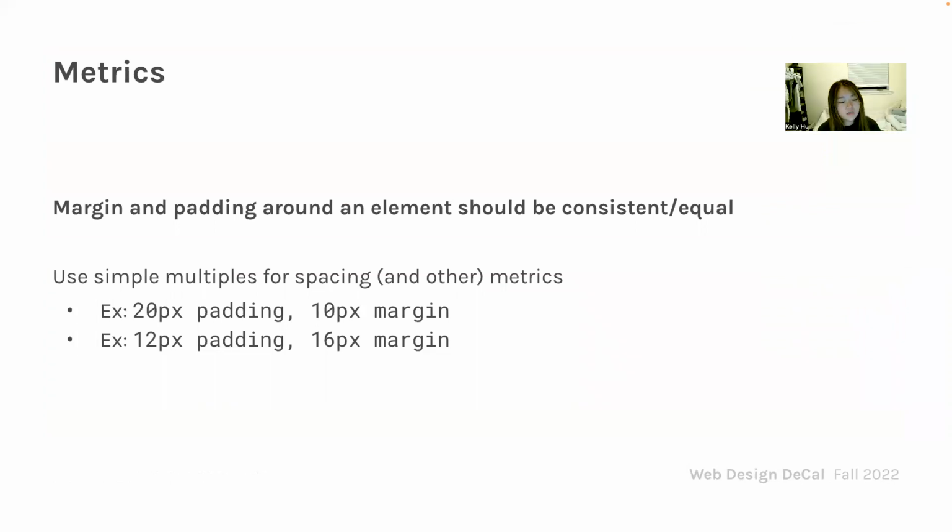In terms of some metrics, we typically like to say that margins and paddings around an element should be consistent and equal. So typically in the design industry, we do it by rules of 4. Using multiples of 4 in paddings and margins is a good rule of thumb. So if you have a button, maybe you have 8 pixels of padding. Keep that consistent throughout your designs, and use simple multiples for most of the margins and paddings that you'll be implementing. It sounds very nitty-gritty, but it does make a difference when you're thinking about the large scale of things.